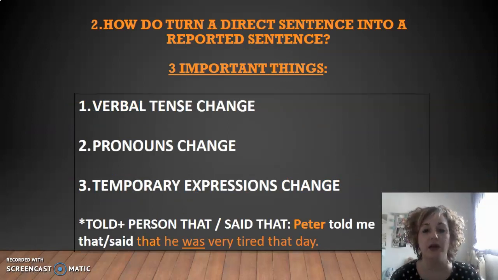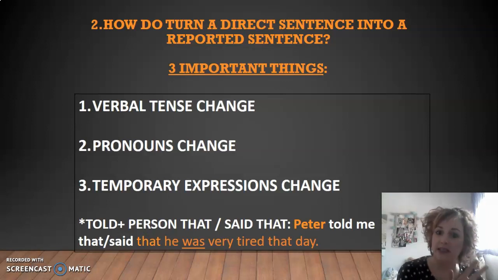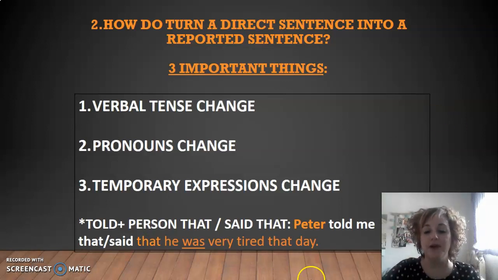So we are going to see how we turn a direct sentence into a reported sentence. We have to take into account three different things. We have to change the verbal tense, the pronouns that are used in the direct sentence, and the temporal expressions such as today, tomorrow, next year, last Friday, or whatever, okay?